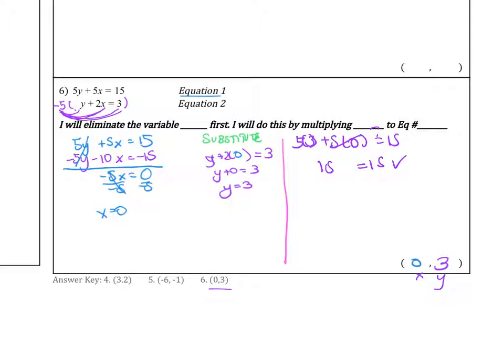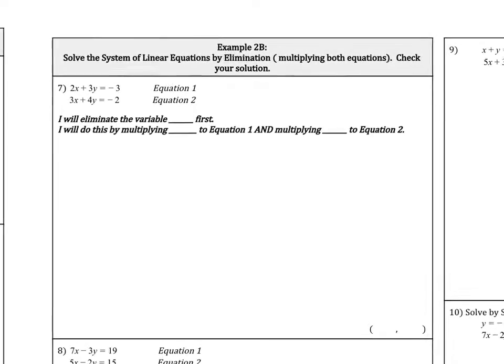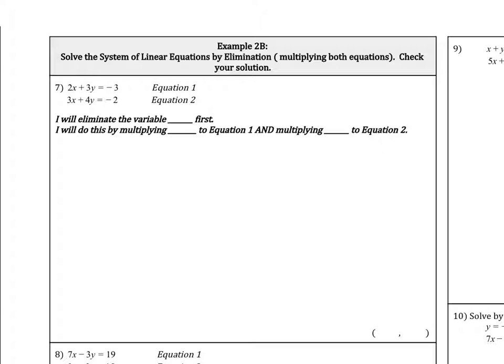Let's try the second equation, and then we'll go ahead and try this bottom one here. So y is 3 plus 2 times the x value of 0. Does that equal 3? So that cancels out, so 3 equals 3. That is correct. So let's go on to multiplying both equations. Notice that this is 2x plus 3y equals negative 3, and 3x plus 4y equals negative 2.